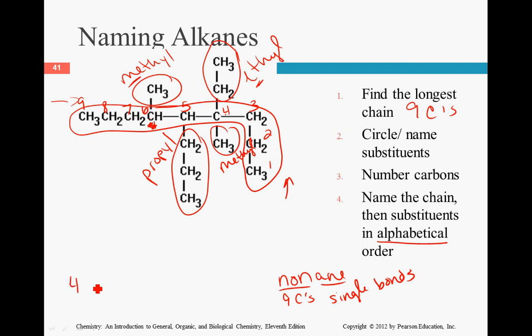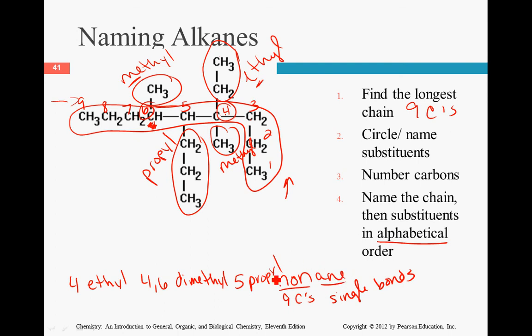So on the 4th carbon we have an ethyl. Then alphabetically methyl comes next. So we have 4 and 6. So 4, 6 dimethyl. And then on the 5th carbon we have propyl. Now I'm running out of room, but that's okay. 4 ethyl, 4, 6 dimethyl, 5 propyl, nonane.